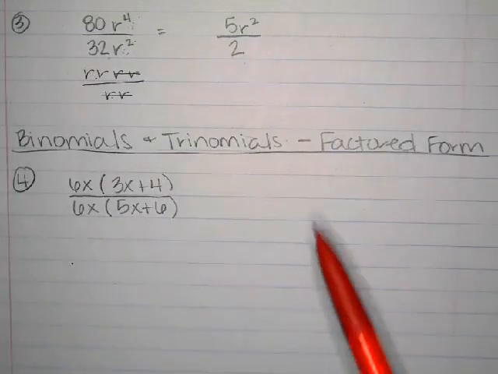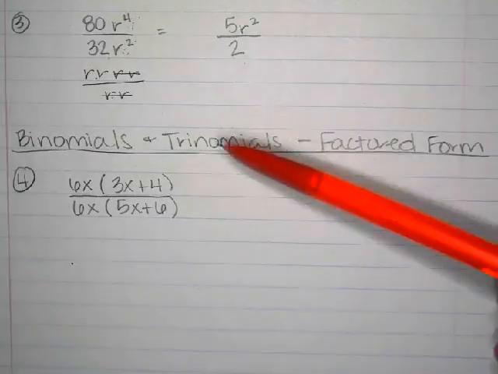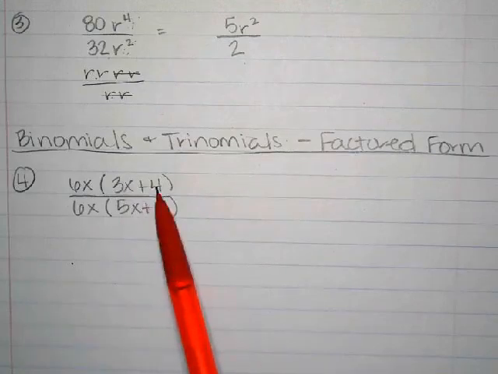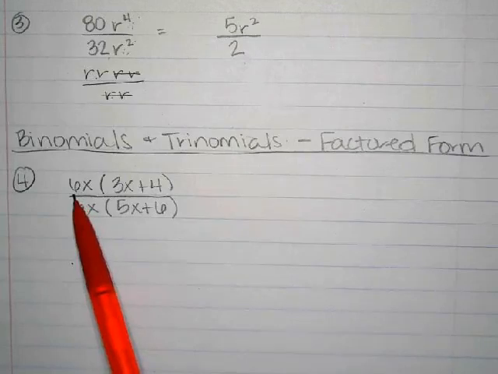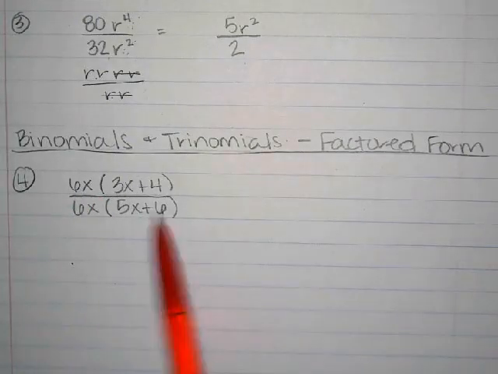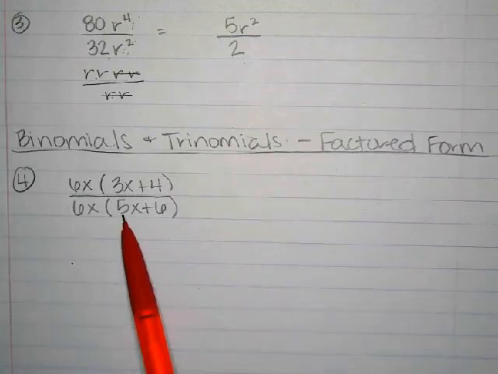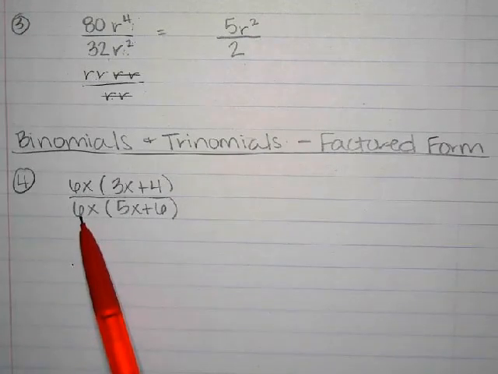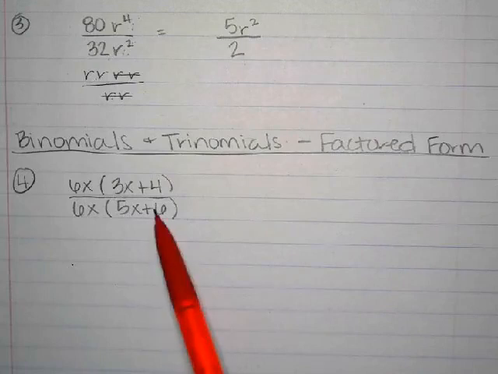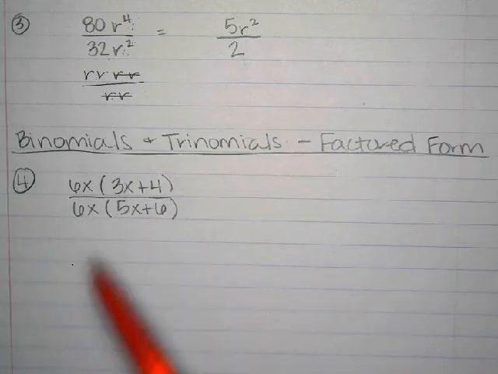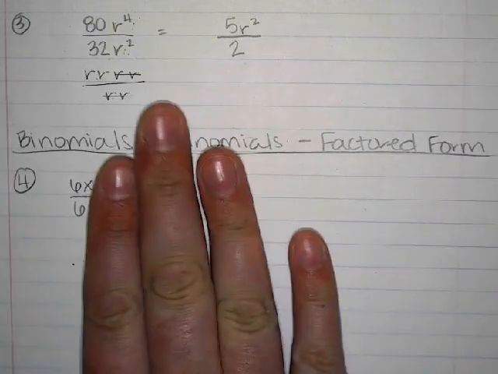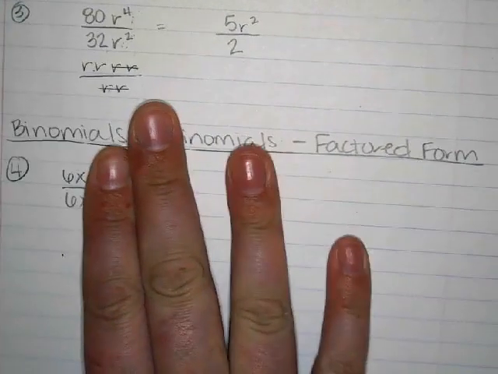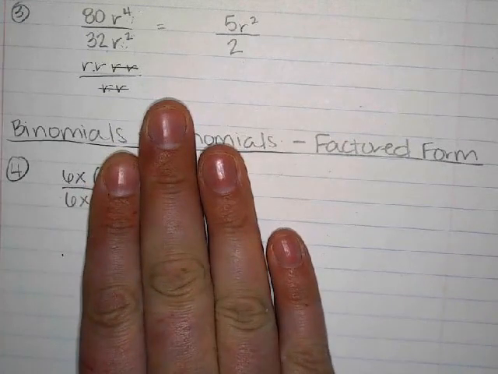So what happened in this problem is there was a binomial, there were 2 terms, and they factored out a GCF of 6x. And there was a binomial on the bottom, and they factored out a GCF of 6x. Okay? So if this is the case, then we're going to look at the GCFs on their own, as though they were the previous problem, and see if anything could reduce or cancel out.